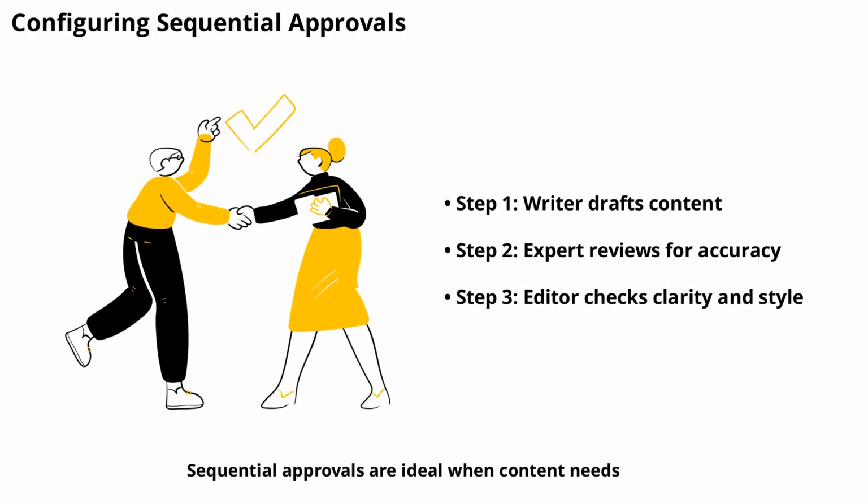Sequential approvals are ideal when content needs to be reviewed in a specific order. For example, a technical writer drafts an article, a subject matter expert checks for accuracy, and finally, an editor reviews for clarity and style. Configure your workflow so each step triggers the next, ensuring a smooth and traceable process. This method is great for high-stakes or regulated content.